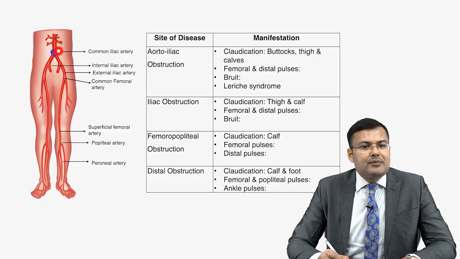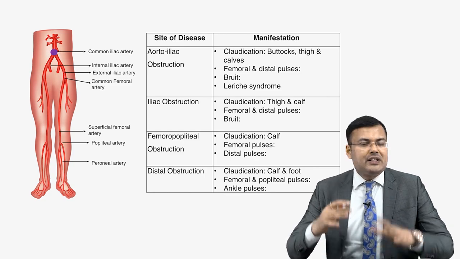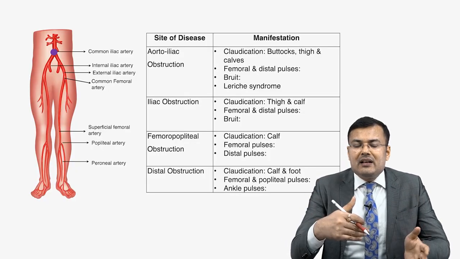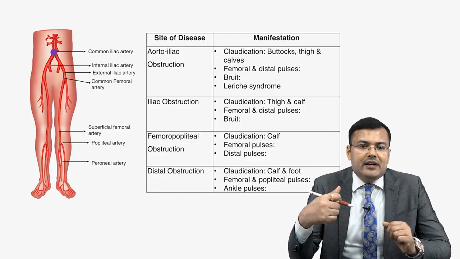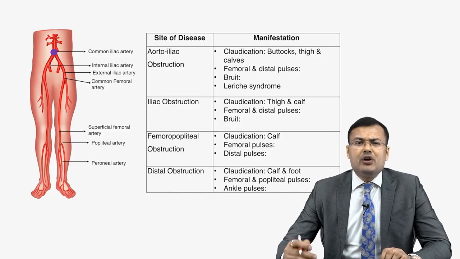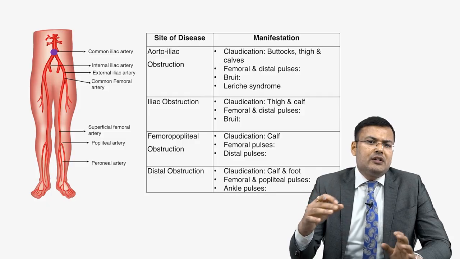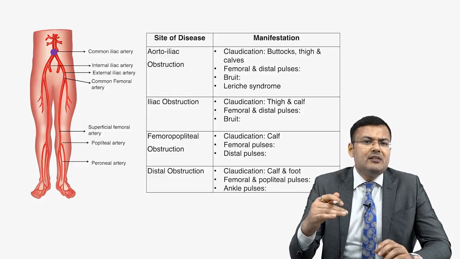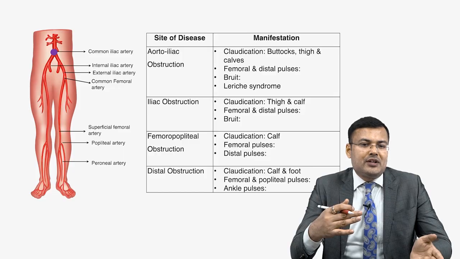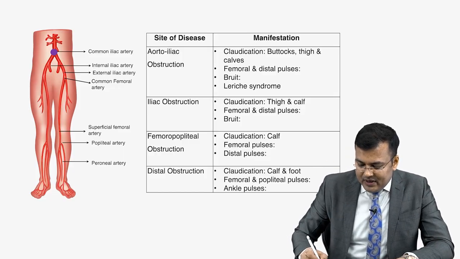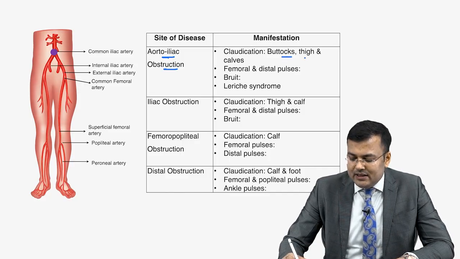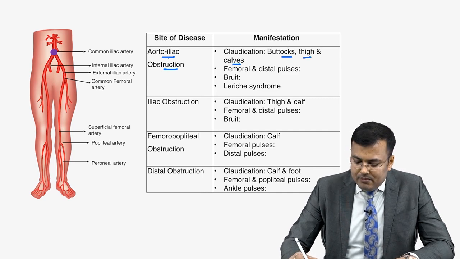Whenever there is obstruction at the aorto-iliac bifurcation, the blood supply to both limbs is affected. The blood supply of internal iliac as well as external iliac, both of these are reduced. So because of this aorto-iliac obstruction, the patient will have claudication. What is the cause of claudication? Claudication is because of ischemia of muscles, and obviously ischemia will occur distal to the obstruction. So in aorto-iliac obstruction, there will be claudication in the buttocks, thighs and calves, obviously bilaterally.